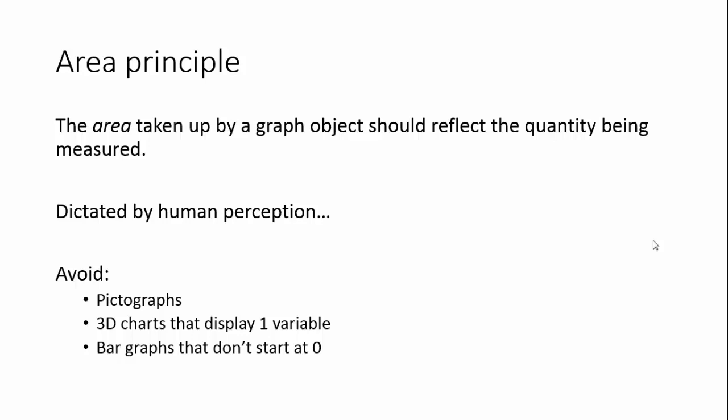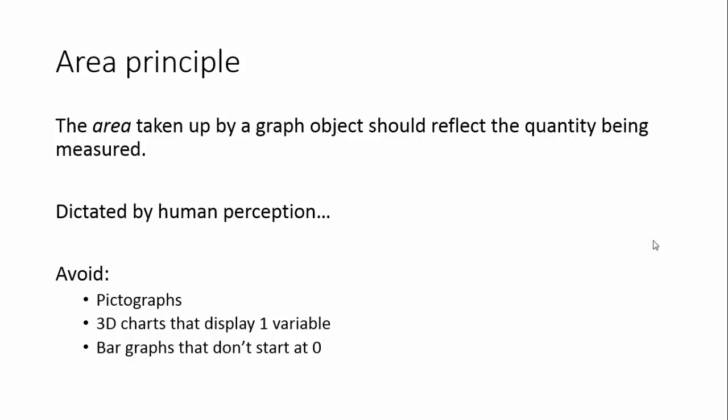Now I want to move on to a really important principle of statistical graphics. It turns out that the human eye follows area much more than it follows length or width. Our perception is focused on area, and statisticians have worked with psychologists to learn this fact, and that actually has informed the way we do graphics. The area taken by a graph object should be the thing that changes to demonstrate the quantity being measured.